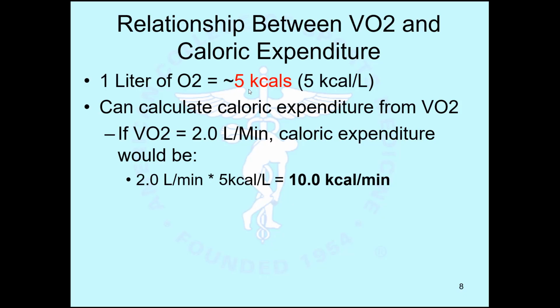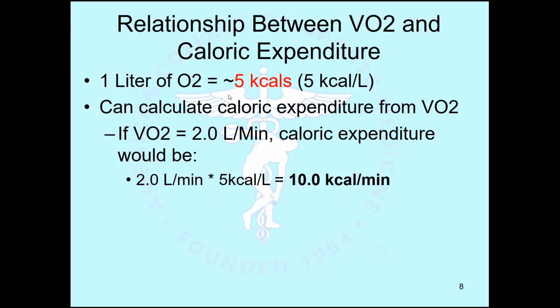Some people use 4.875, 4.75, and I'll elaborate a little bit more on why that might be, but we're going to use a nice round number of 5 for this. So basically we could use that to convert oxygen consumption to kilocalories. If your oxygen consumption, for instance, was 2 liters per minute, we could use that caloric equivalent and say that 2 liters per minute times 5 kcals per liter gives us about 10 kcals per minute. So we just converted oxygen consumption to kilocalories per minute.